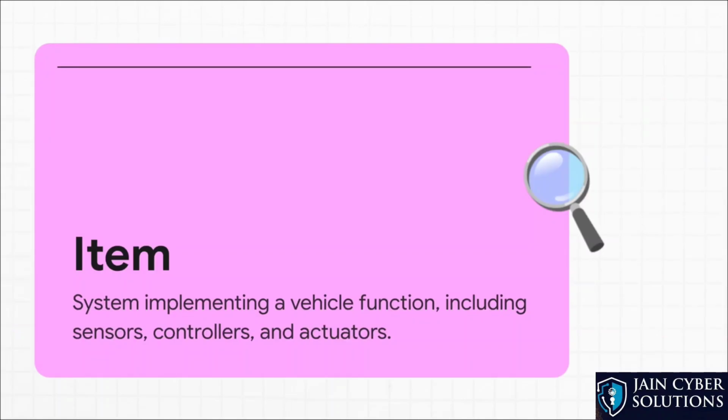But wait, before we can even execute those steps, we have to define our scope. We do this by defining what we call the item. Basically, we're drawing a strict boundary around a specific system that performs a vehicle function, and that includes its sensors, the controllers processing the inputs, and the actuators making things happen physically.